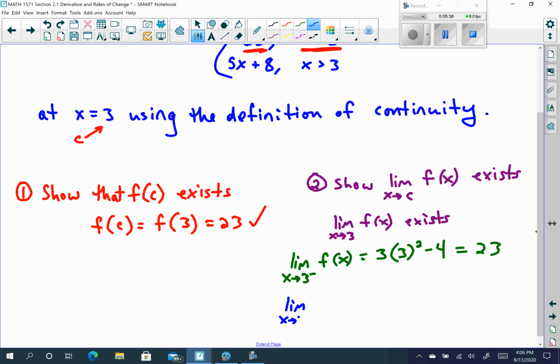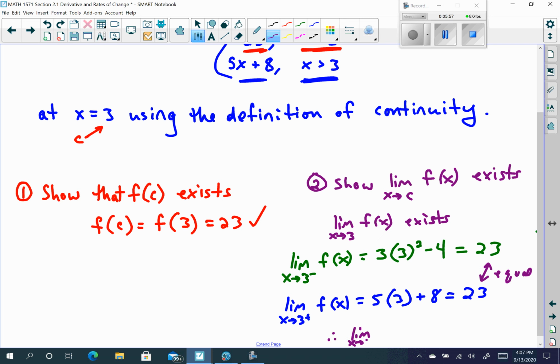Then we show the limit as x approaches 3 from the right of f of x. So we go and we use this bottom one right here. As x is greater than 3, we're going to use the 5x plus 8. So this becomes 5 times 3, which is 15, plus 8 is 23. So these two values are equal. Therefore, the limit as x approaches 3 of f of x exists, and it's equal to 23.